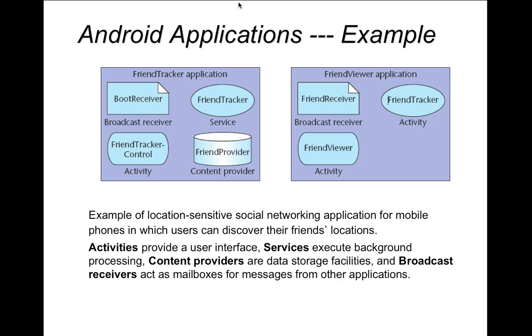So in this particular example, it's a location sensitive, sort of social media, find your friends application. It's very popular out there on the market actually, where you can track, it's a friend tracker application. So what does that require? It requires a lot of security.